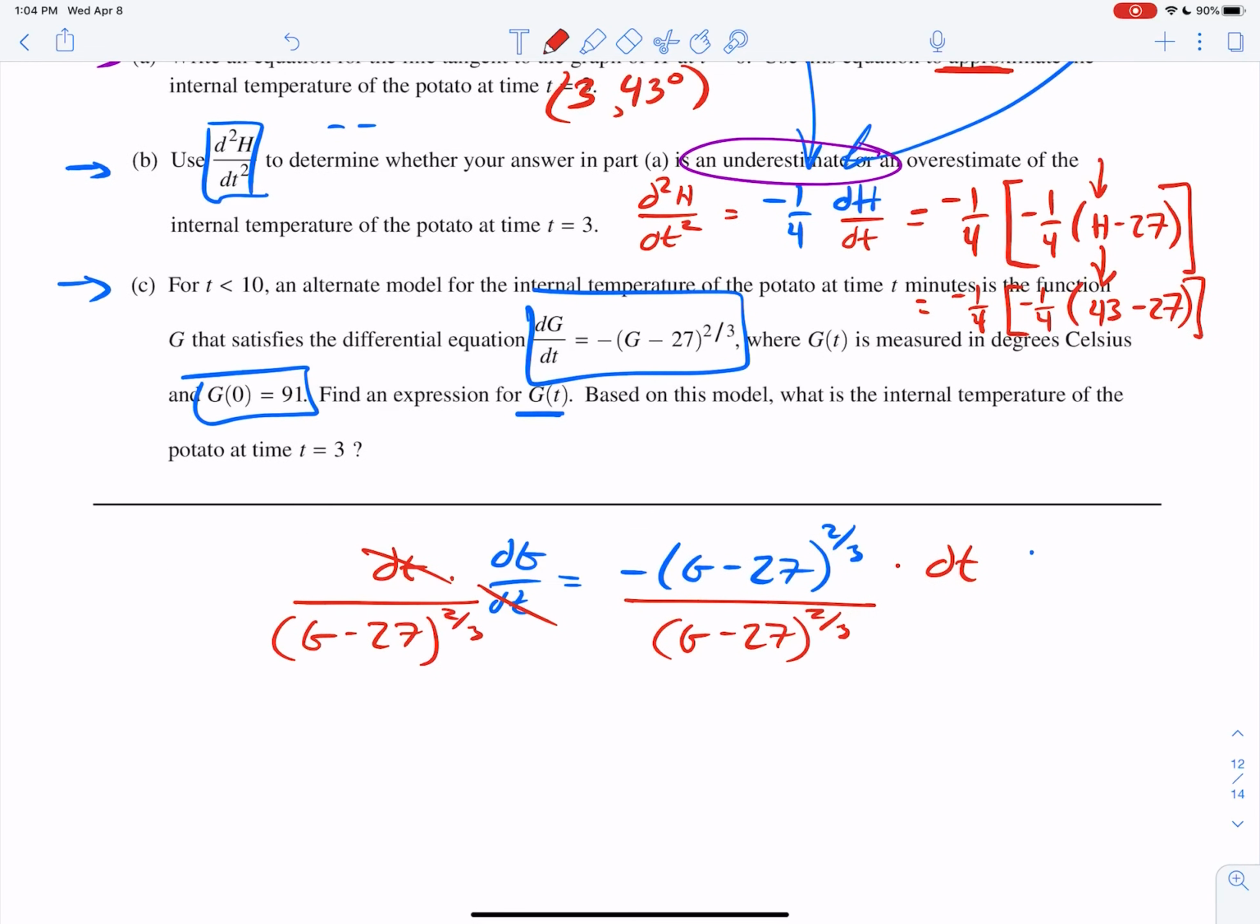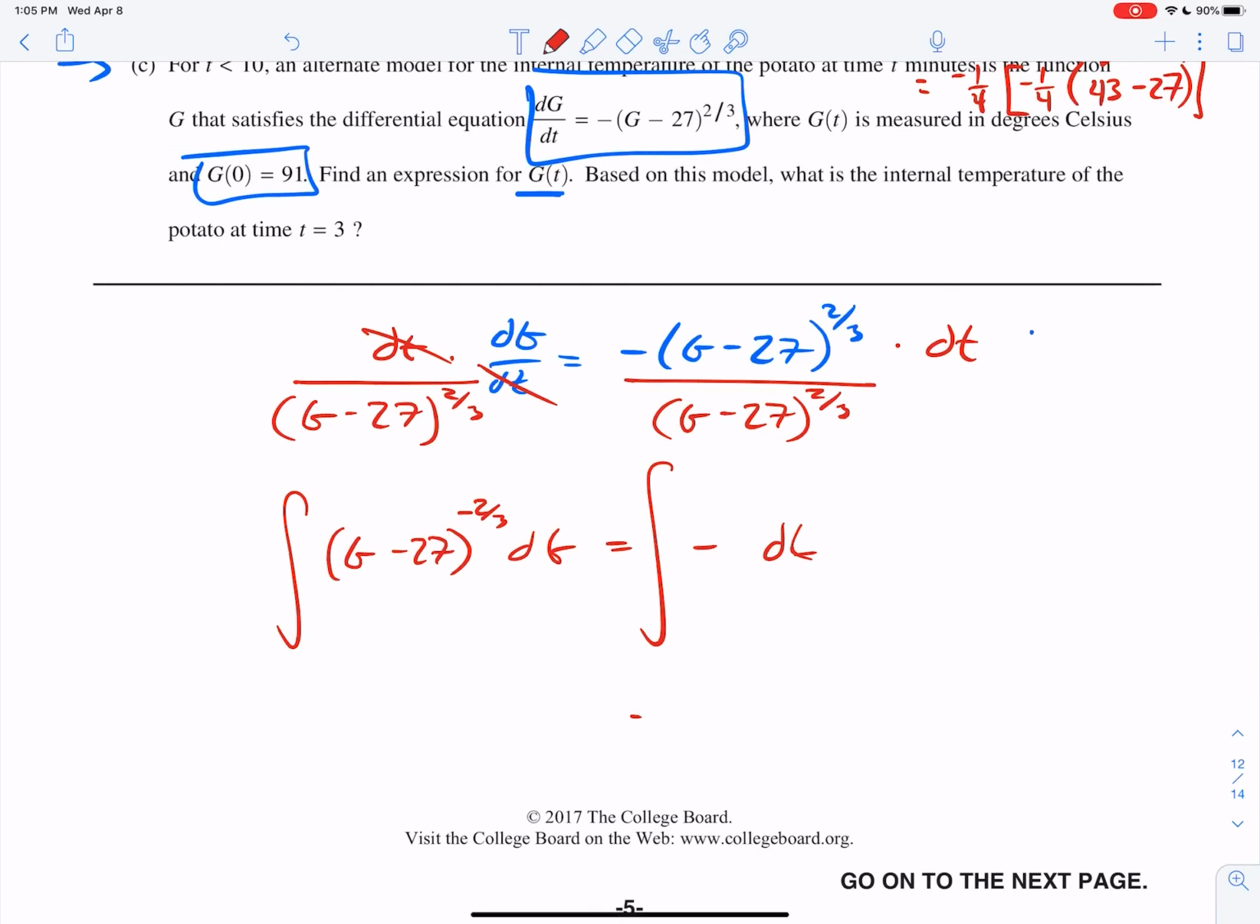Okay, so here we go. We're going to have the integral of g minus 27. Now, if you move this up, it'll be negative 2/3 dg. On the right side, you're going to have negative dt. Then you're going to have to integrate both sides here. You're going to get negative t. And over on the left, since the inside quantity is simple and linear, you can actually use substitution. So that'll just be g minus 27 to the positive 1/3 over 1/3.